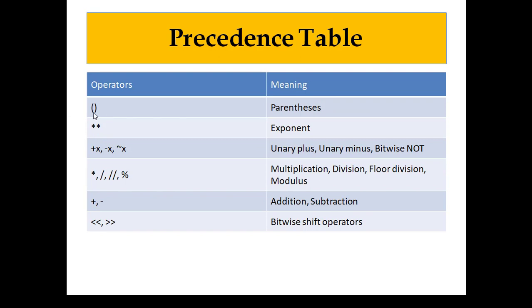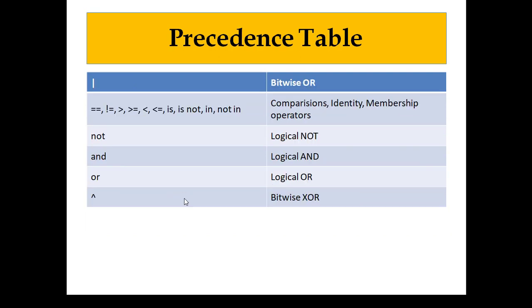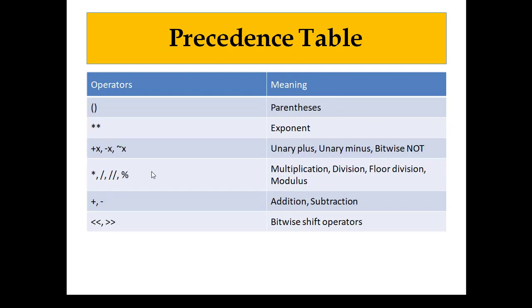So up to now remember that parenthesis has the first precedence, after that exponent comes, then unary plus, minus, bitwise not, then star, division, floor division, modulus, then addition and subtraction, then bitwise shift left and shift right, then bitwise OR, then the comparison operators, then not, and, OR, and last we have the bitwise XOR operator. Clear?